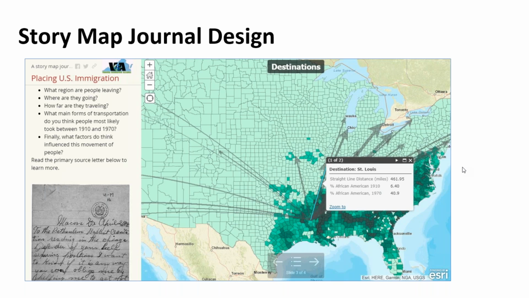So this is just one of a series of 4 maps. And the primary source is a letter to the Defender, which is an African American newspaper, telling of the journey north and the reasons for it. Next slide, please.